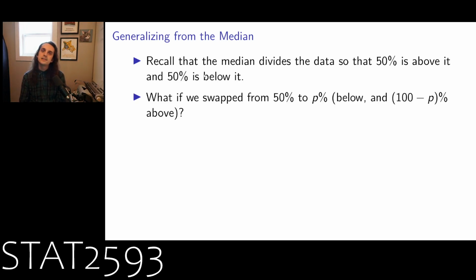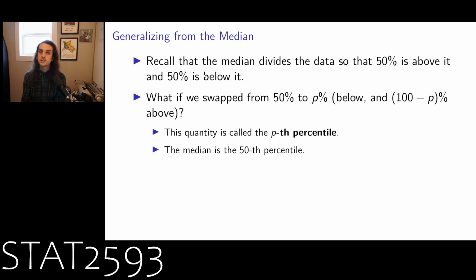Now, what if instead of using 50%, we swap that to be p% and 100 minus p%, right? So say 20% below, 80% above, or 75% below, 25% above. When we do this, we're finding what are called the pth percentile, right? So the 25th percentile is the value such that 25% of the data is below it, 75% of the data is above it, okay?